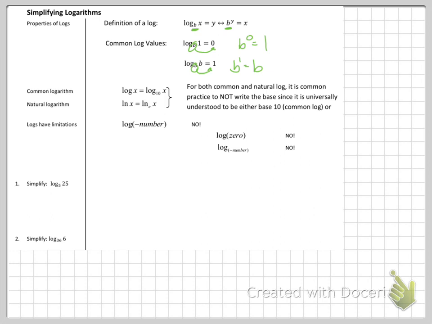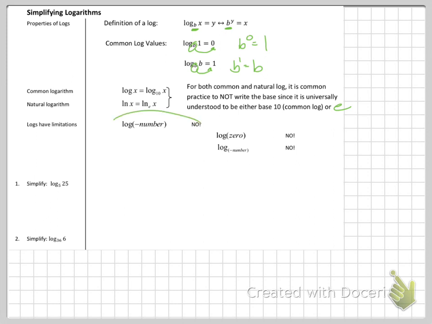You use common log in Integrated 3, so that was when there was no subscript written on the log. You could write a little tiny subscript of 10, but if there's nothing there, it's implied that it's base 10. And then natural log has a little imaginary subscript of e. We talked about e in the previous video, but we don't need to know what it represents. Just know that the subscript would be e.